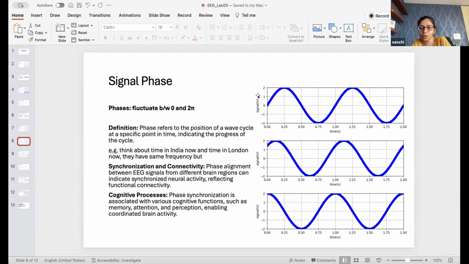And then the amplitude, everyone is going to 2 maximum and minimum -2. So the amplitude is also the same. What is the difference?